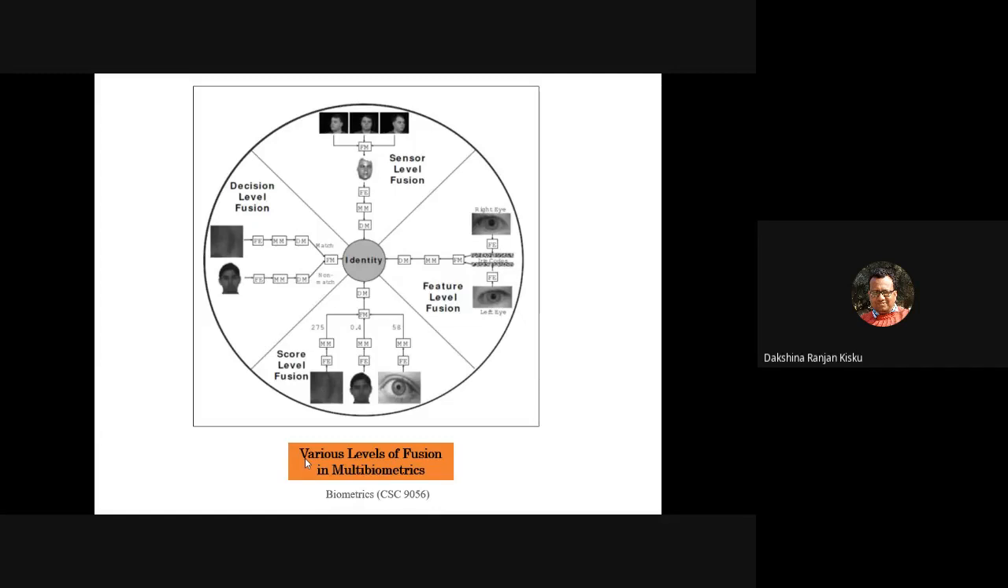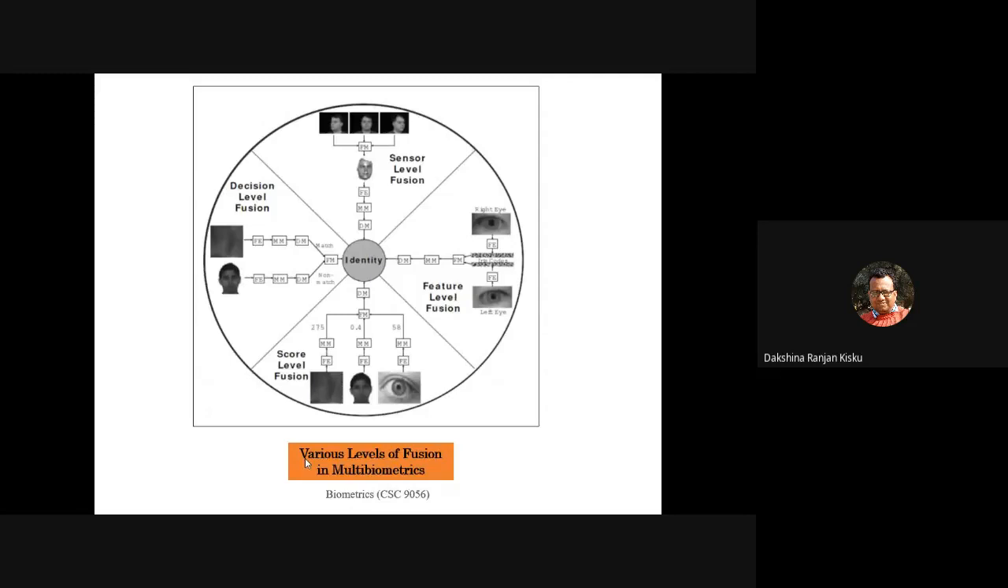Whenever we use the AND rule, it means that both the biometric systems should be accepted for determining the identity. Otherwise, whenever one biometric system is rejected, that means that decision module will generate the no answer, and another biometric system generates the yes answer. Therefore, whenever we fuse with the AND rule, ultimately that multimodal biometric system will generate the no answer. That means we cannot determine the identity of the person because of the consolidated decision taken by the decision level fusion technique.